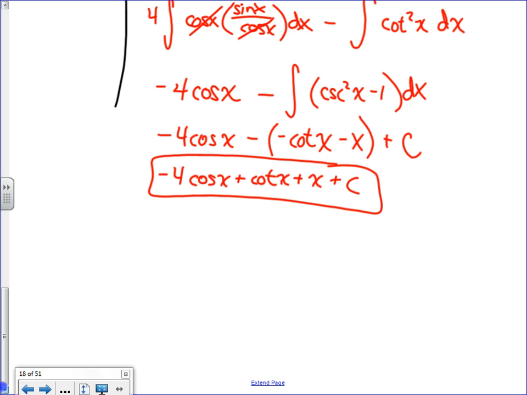Cool? Derivative of cotangent is negative cosecant squared, which is why I have to put the negative in. So negative times negative is a positive. And then 1 has an integral of x, because the derivative of x is 1. This is like the integral of k is kx. Another way of thinking about it is it's 1 times x to the 0, add 1, x to the 1 over 1. A couple different ways.